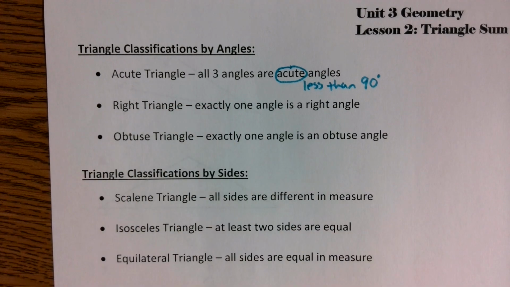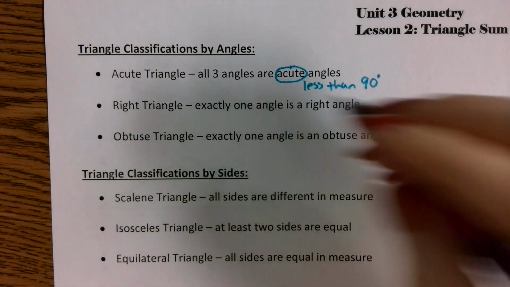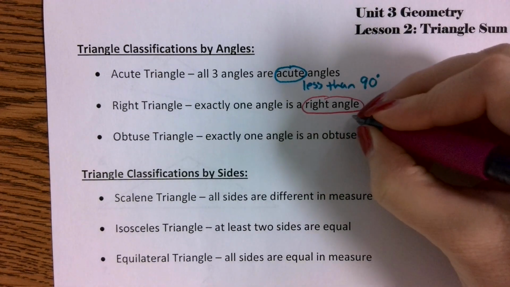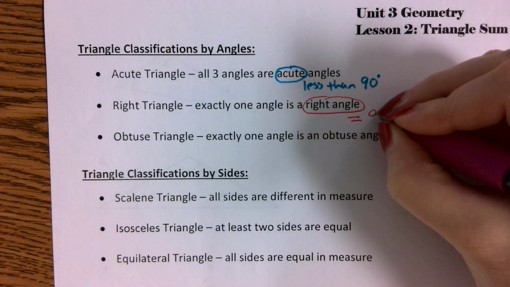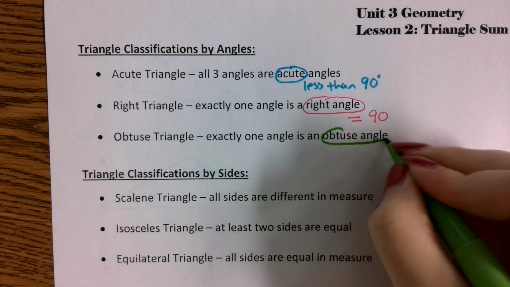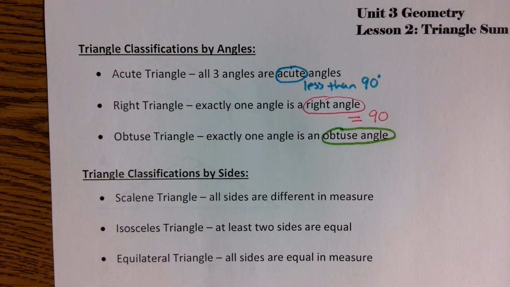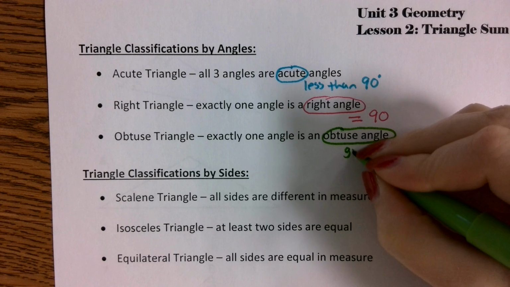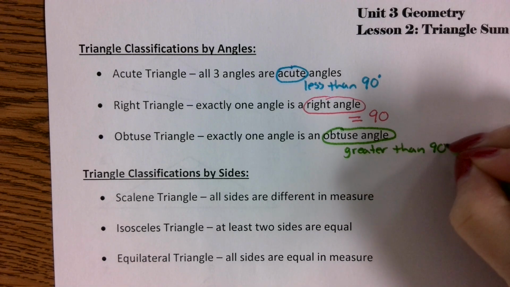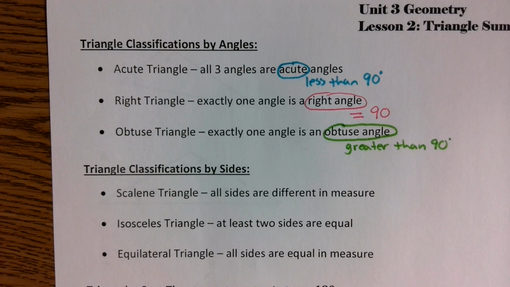A right triangle has exactly 1 right angle, and a right angle is equal to 90 degrees. And an obtuse angle is big, right? Think obese. It's big. It is greater than 90 degrees, but obviously less than 180.